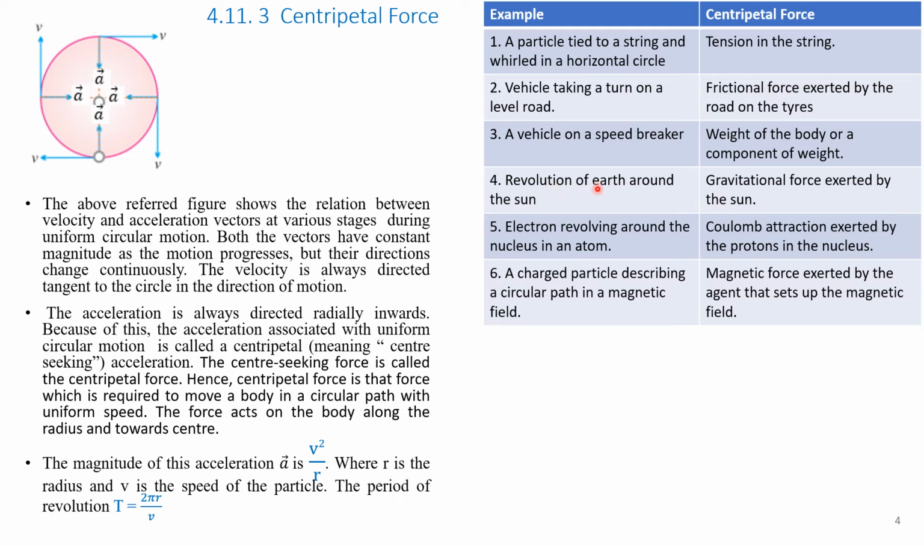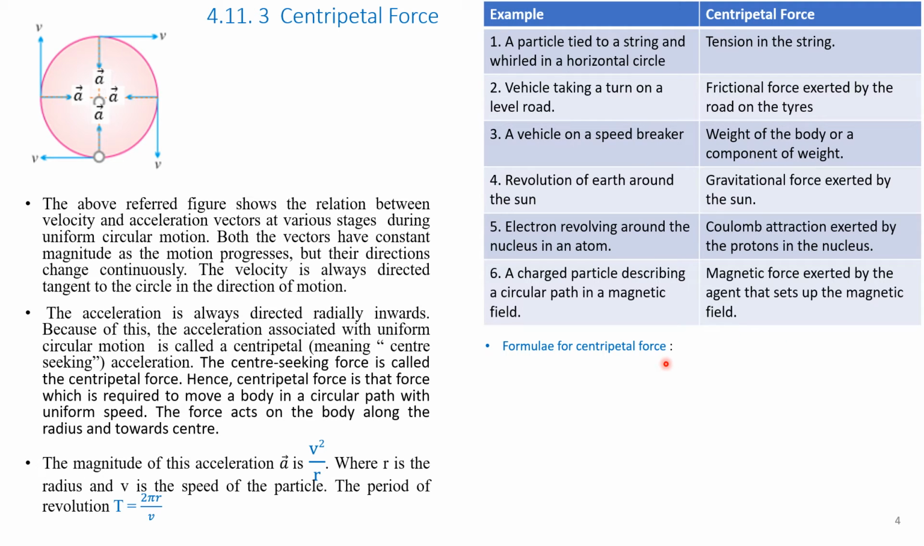The revolution of Earth around the Sun is due to gravitational force exerted by the Sun. The electron revolving around the nucleus in an atom is due to Coulomb attraction exerted by protons in the nucleus. Finally, a charged particle describing a circular path in a magnetic field experiences a centripetal force due to magnetic force exerted by the agent that sets up the magnetic field.